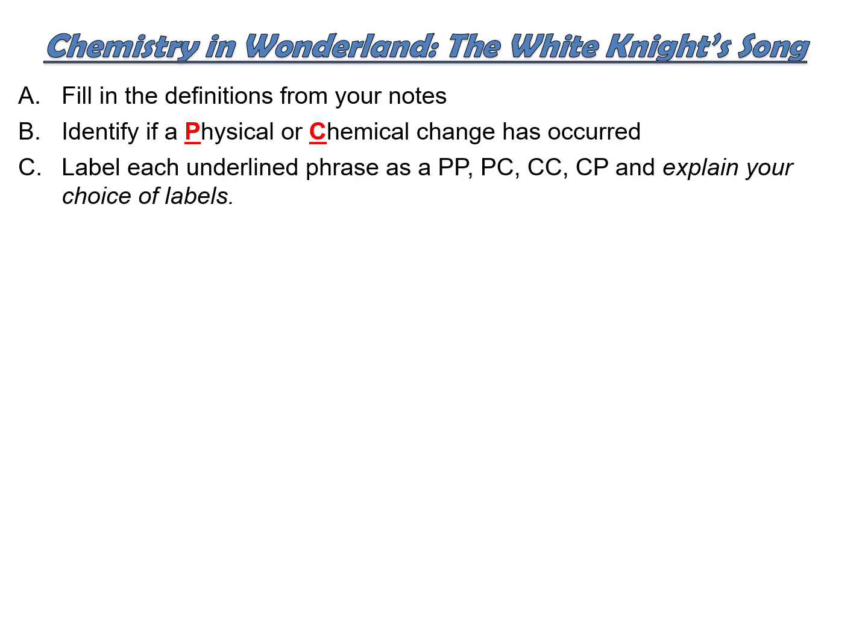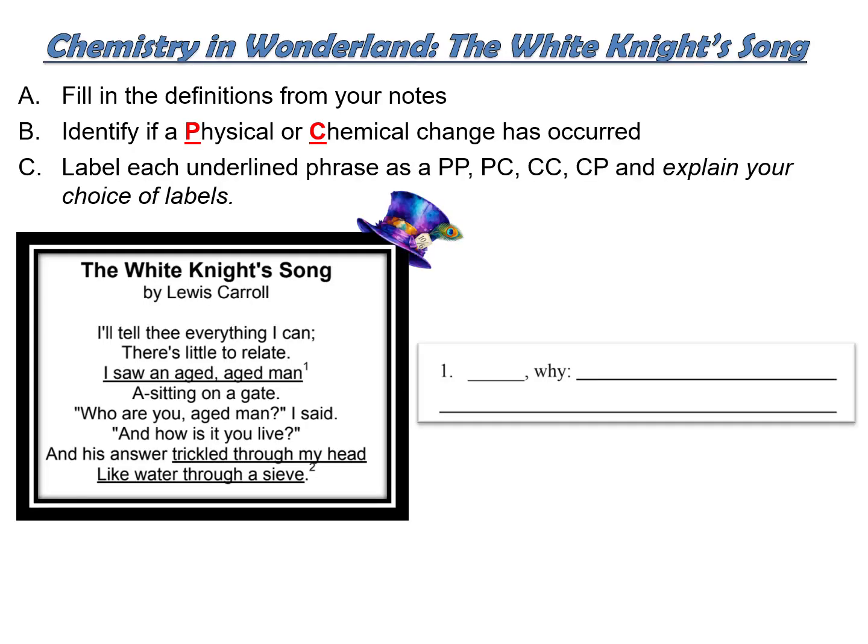The last part is where we have a little bit more explanation needed. So the White Knight Song is a poem by Lewis Carroll. So it's a very old poem. Some of the terms are a little weird. And you have to interpret the underlying phrases in terms of whether they are describing a physical property, PP, a physical change, PC, and then chemical change and chemical property. Those are kind of hard to distinguish between the two of them. If you just want to put down chemical, that would be fine.